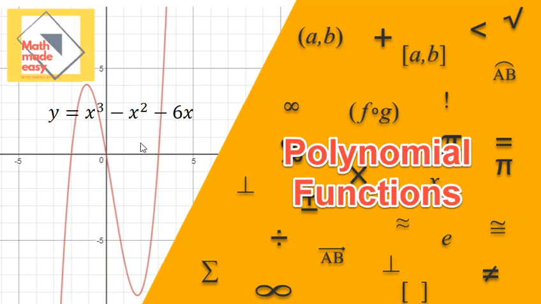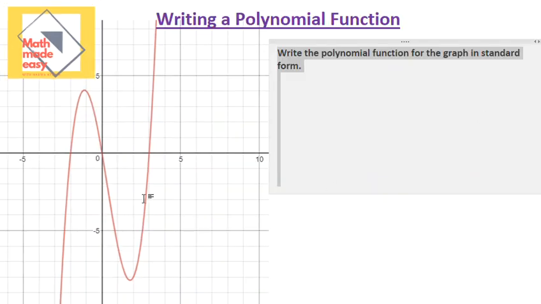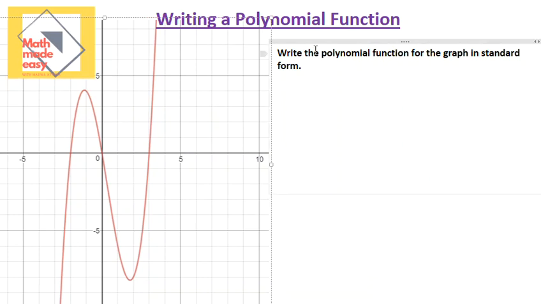Hi, in this video we'll be talking about polynomial functions, their zeros, and their linear factors. Now, what do we mean by zeros? If we look at this question here, it says write the polynomial function for the graph in standard form. So we have the graph here and we need to write an equation for it in standard form.